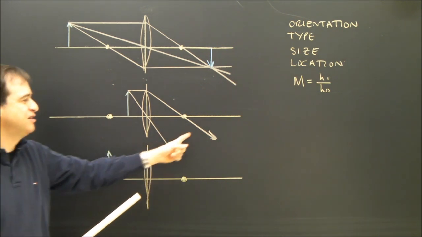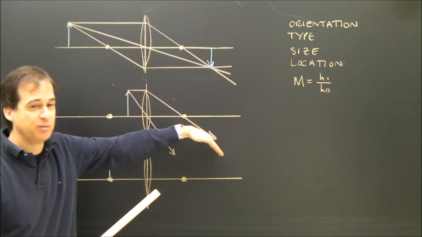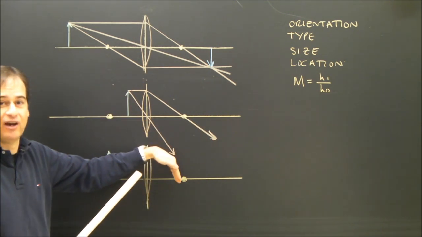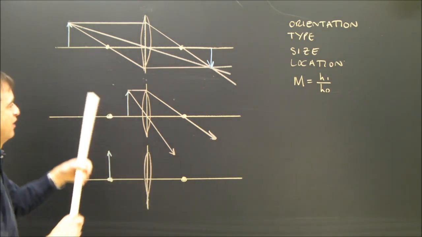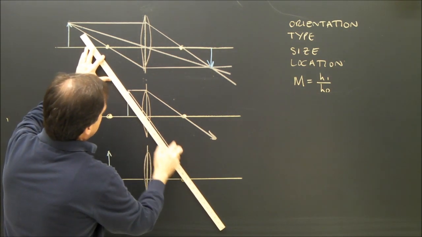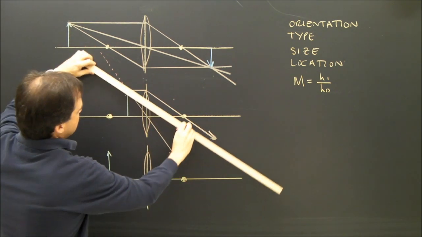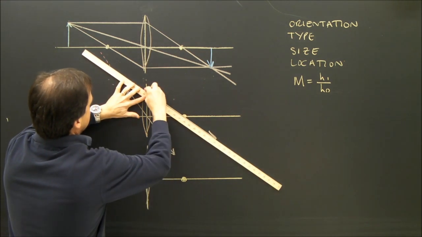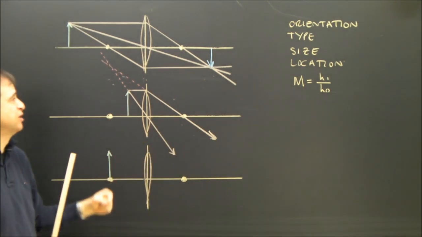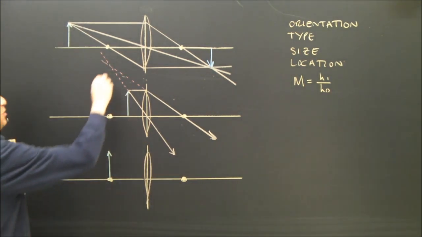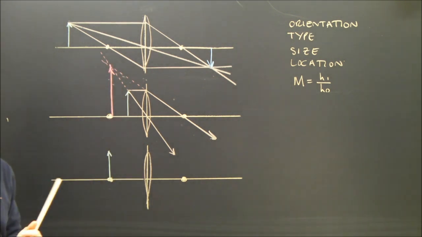But it looks like these two rays don't meet. I've drawn them properly. The parallel ray goes through the primary focus. The center ray goes through there. So these two rays don't actually meet. I've got to trace them backwards to find out where they meet. I'm going to take this ray and trace it back a little bit. And I'm going to take this ray and trace it back a little bit. So these two rays don't actually meet, but if I trace them back, they meet right here. So that's the location of my image.